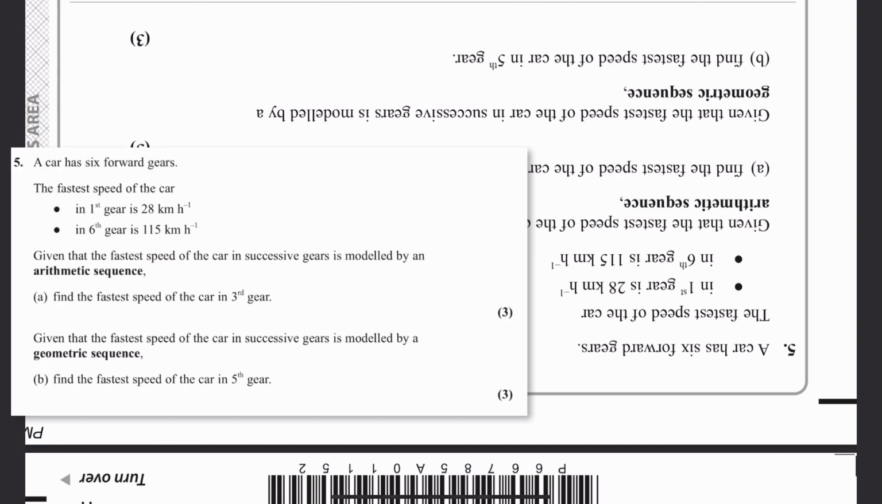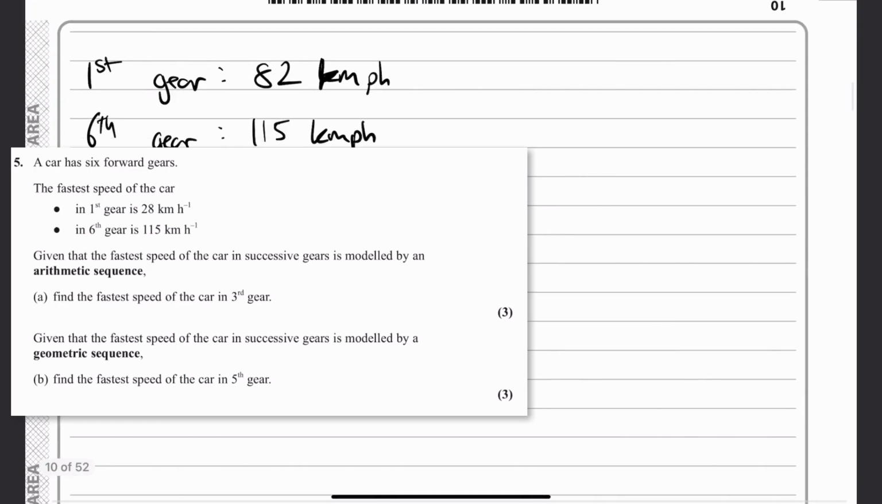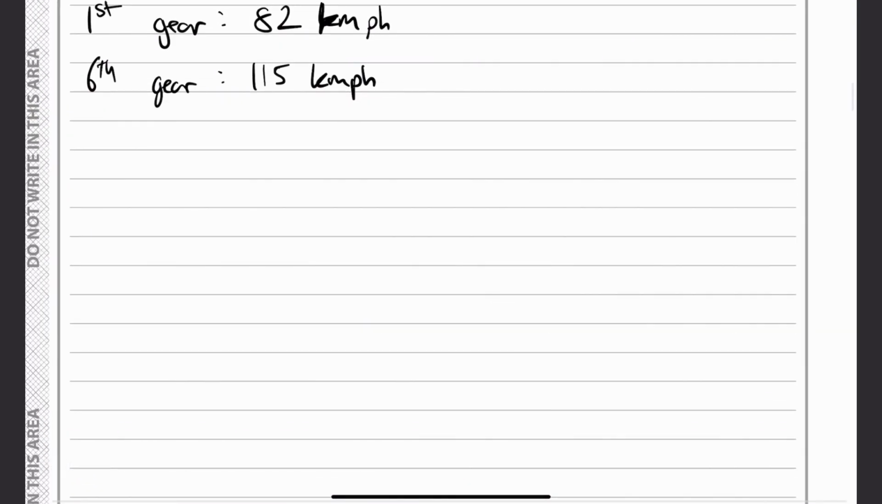So, what does it want me to find? Given that the fastest speeds of the car in successive gears is modeled by a... what does that say? I think arithmetic sequence. Find the fastest speed of the third gear. Okay, so they're basically saying it's an arithmetic sequence. Okay, that's good. That's actually easy.